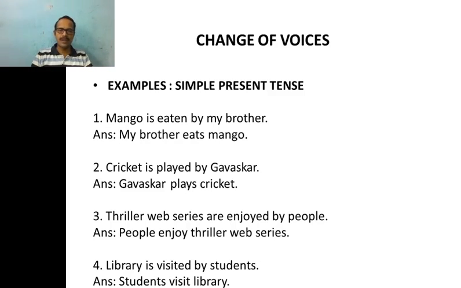And is obviously should be removed, and played should be brought to its present form, play. And as our subject is a third person singular, we are supposed to add es, plays. And the subject of passive voice has become the object of active. So Gavaskar plays cricket. That's all. Now look at the third one. Thriller web series are enjoyed by people.